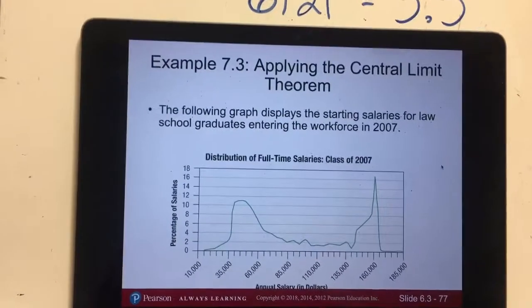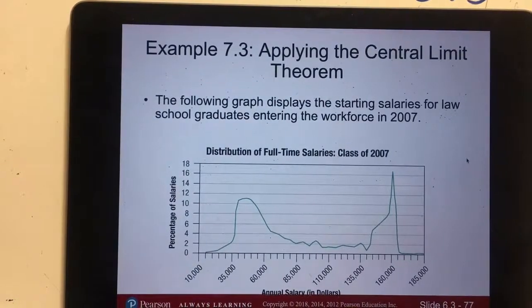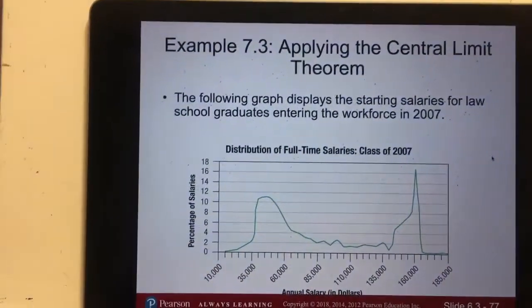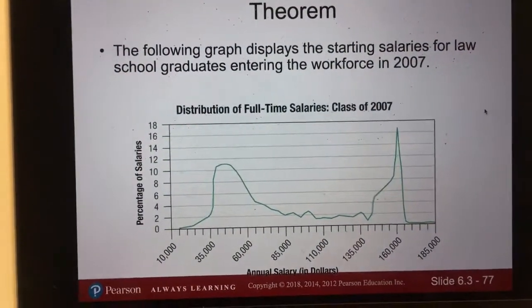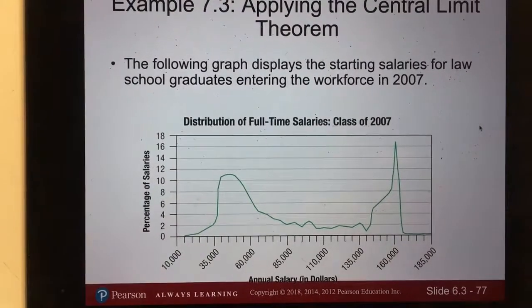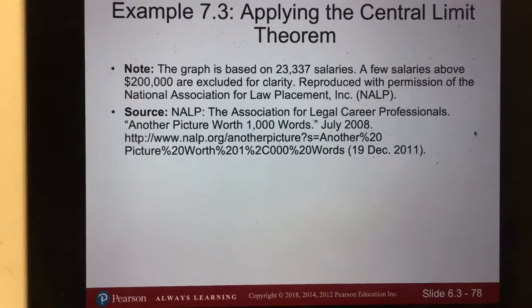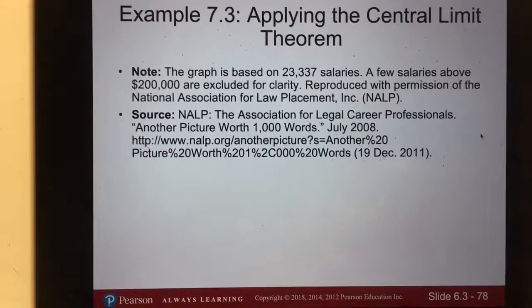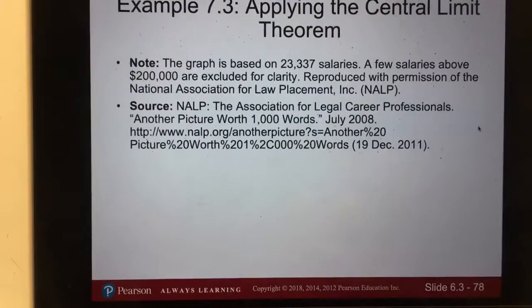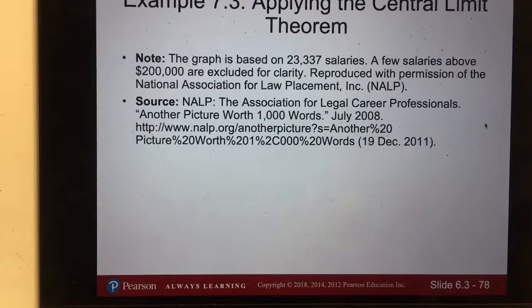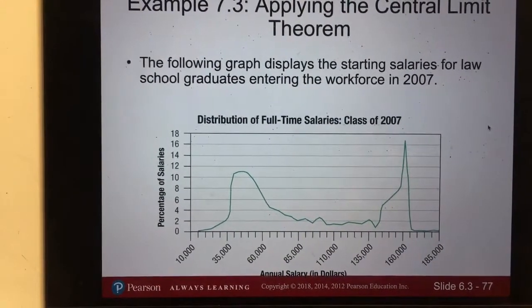Okay, so the following graph displays the starting salaries for law school graduates entering the workforce in 2007. Does this look normal? Wow, it is really, really weird, isn't it? So this was the original population. Note, the graph is based on 23,337 salaries. A few salaries are above 200,000, and they are excluded for clarity. Reproduced with permission. So that's just the source of this. This is a real curve of data.